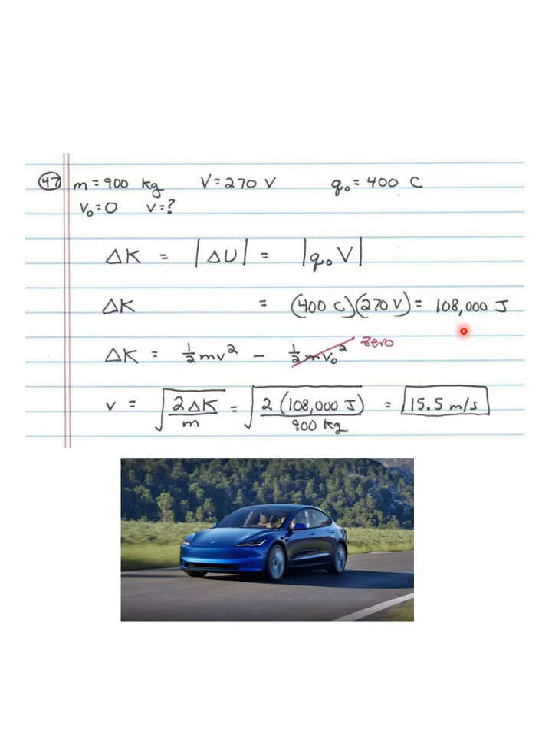So it's accelerating, it's gaining kinetic energy. Change in kinetic energy is 1/2 mv squared minus 0, because it started from rest. So we're going to take this equation, solve it for v, the velocity. We get square root of 2 delta k over m. Plug in those values and you get 15.5 meters per second.